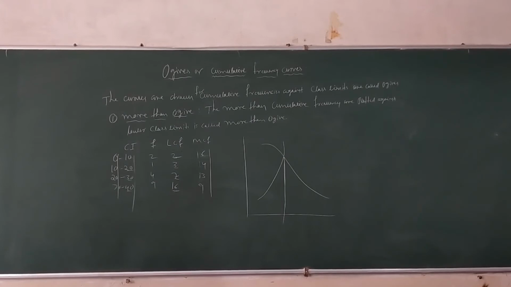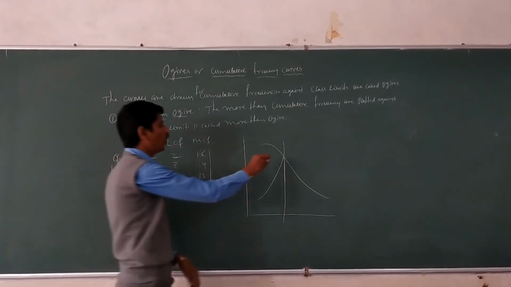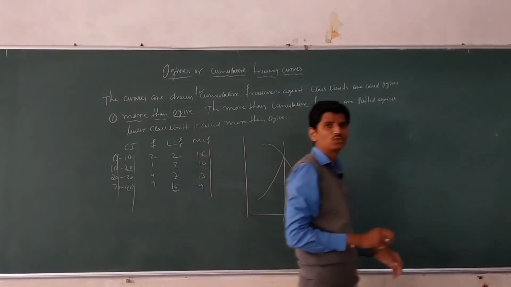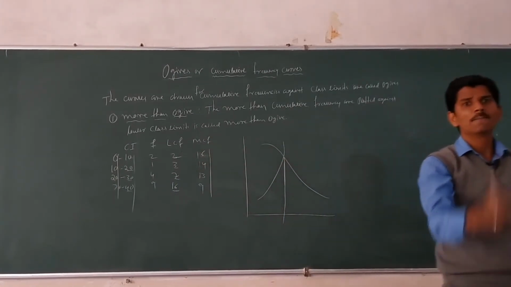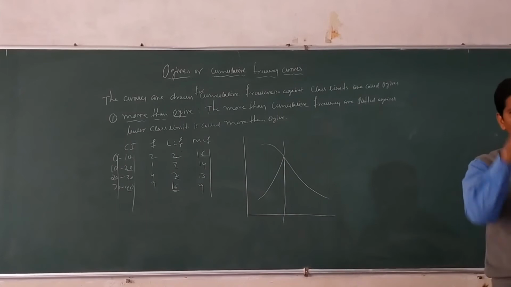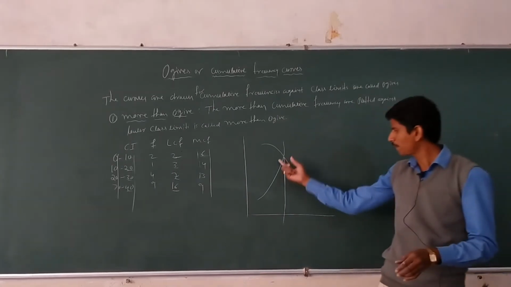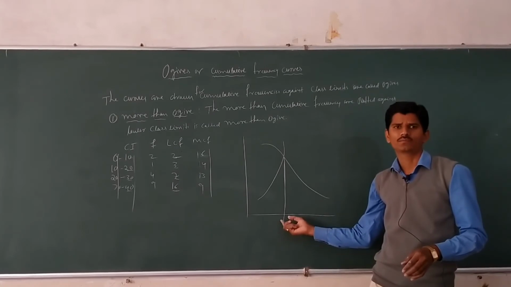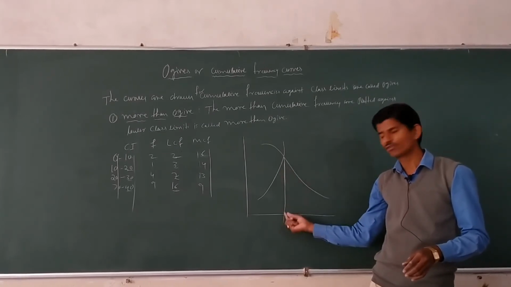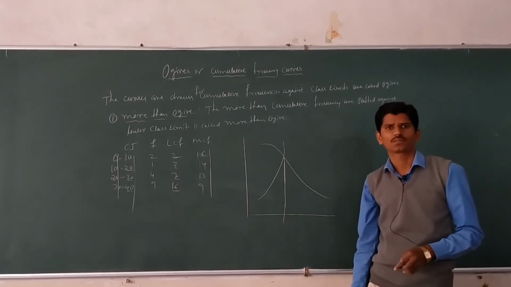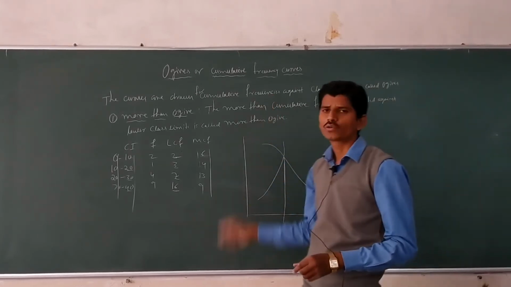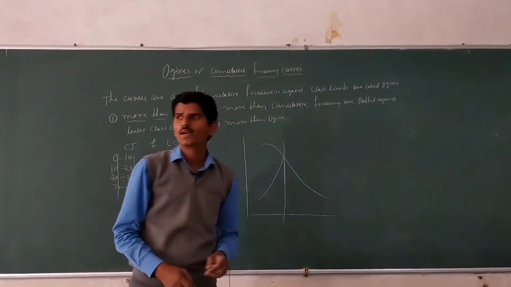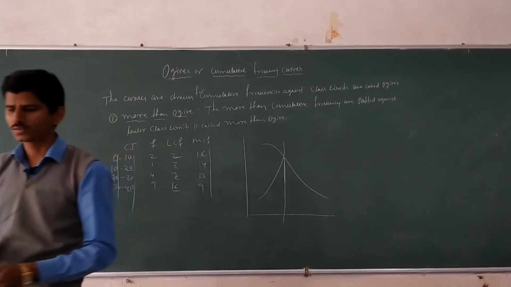From the point of intersection of these two ogives, draw a line perpendicular to the x-axis. The value on the x-axis gives the median value. That is about ogives. Next, we shall discuss problems based on ogives.